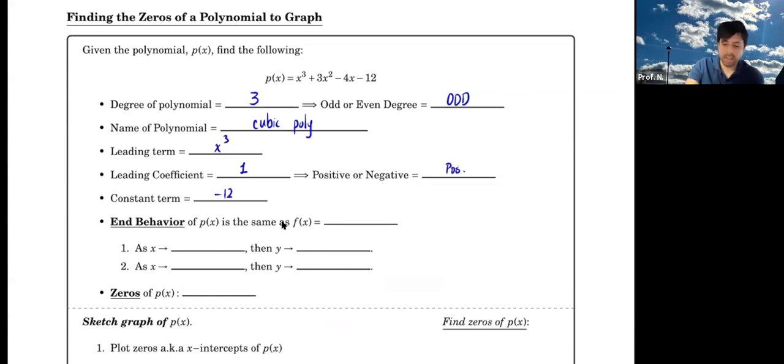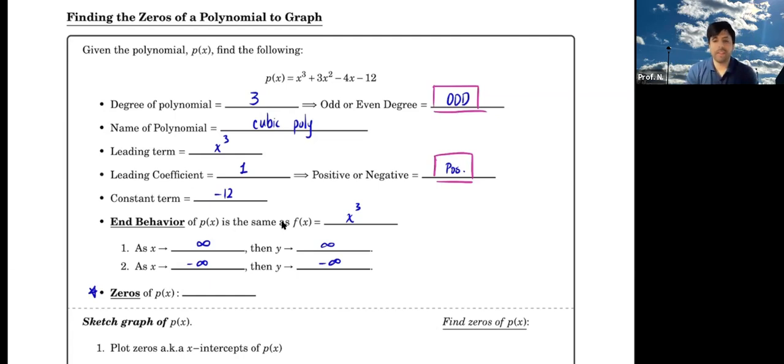And because it's an odd degree with a positive leading coefficient, I have something that looks very similar to x cubed, which means that as x goes to infinity, y goes to infinity. As x goes to negative infinity, y goes to negative infinity. All of that we can now do in 30 seconds. Now we're going to get into the crux, the real meat of this, and it's the zeros.